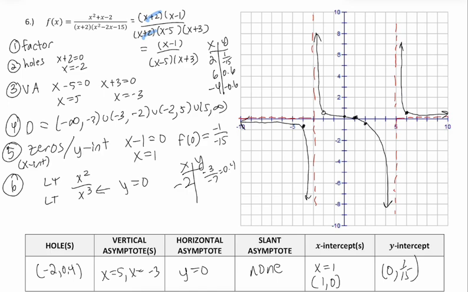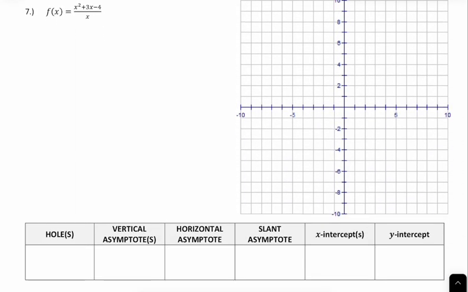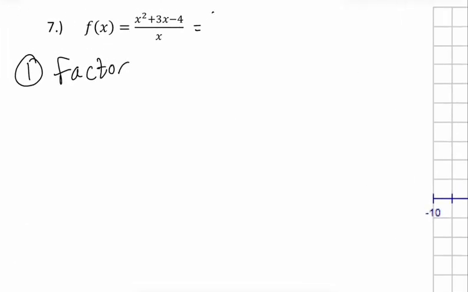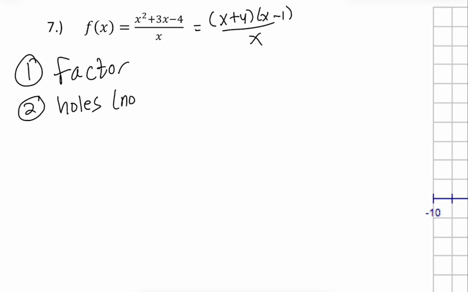So now let's go on to number 7. We're going to do that one together. We're going to follow the exact same order as above. First thing we're going to do is we're going to factor it if possible. The factored top is x plus 4 and x minus 1 over x. There are no factors that match on top and bottom, so there are no holes.